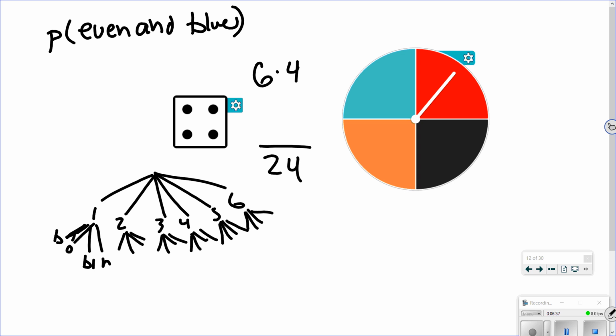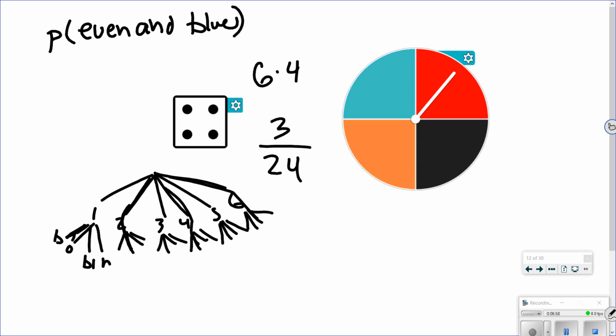Now we wanted to find the probability of getting an even and a blue. So let's count those. Sorry, I got a 2 and a blue. That'd be 1. I could get a 4 and a blue. That'd be 2. And I could get a 6 and a blue, and that would be 3. So 3 out of 24.